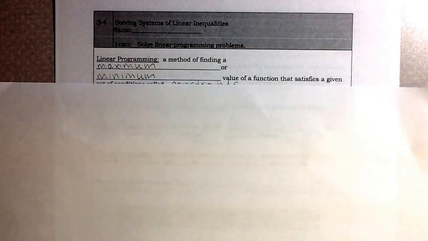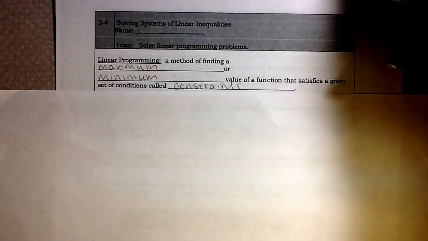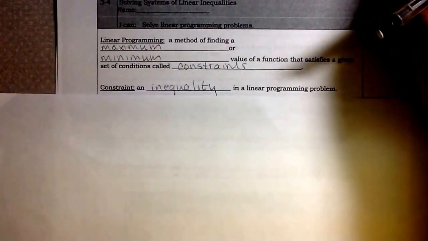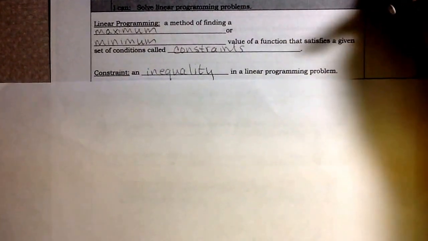In section 3.4, a lot of things that we've been going over the last few days are going to come together for solving linear programming problems. And let me just tell you what linear programming is. It's a method of finding a maximum or a minimum value of a function that satisfies a given set of conditions called constraints. And a constraint is an inequality in a linear programming problem.